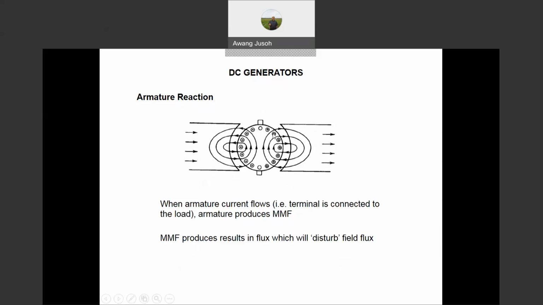Then this current sets up its own flux. How do we know the flux lines? We just use the right hand rule. By using the right hand rule, we can see the flux line around each conductor, and the resultant flux goes upward. That is why we call it MMFA. This MMFA we sometimes call the Q axis. So we have the D axis and the Q axis.